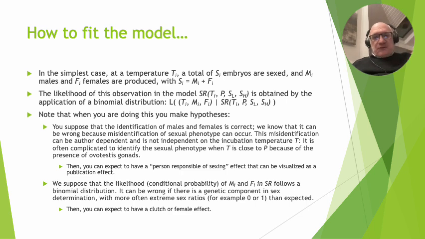We suppose also that the likelihood, which is a conditional probability, of Mi and Fi in SR follows a binomial distribution. But it can be wrong if there is a genetic component in sex determination. In this case, you will have more 0 or 1 sex ratios, all males or all females, than expected. Then you can expect to have a clutch or female effect.